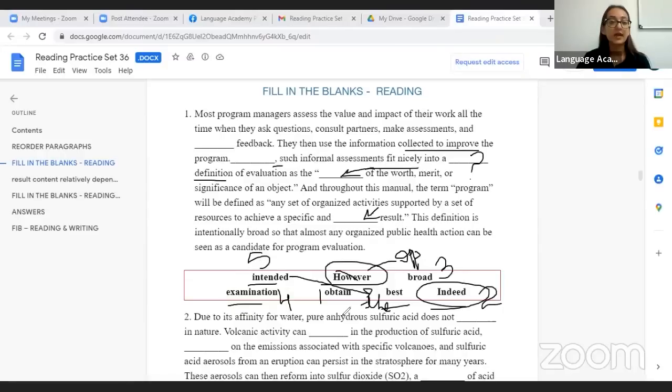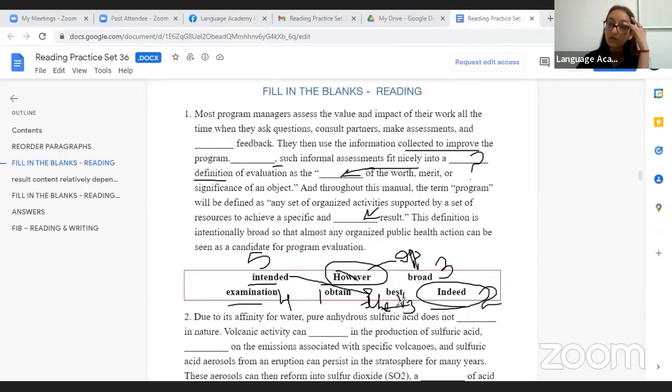The first one, we get feedback, that is we obtain feedback. Second, the sentences were not opposite to each other, not contrasting. That's why we cannot go with however, so we should go with indeed. Broad definition, kind of definition. Blank before of, we need a noun. Examination was the only noun we had. And the type of result, best needs the, which we don't have because it is V3. So we will go with intended result.